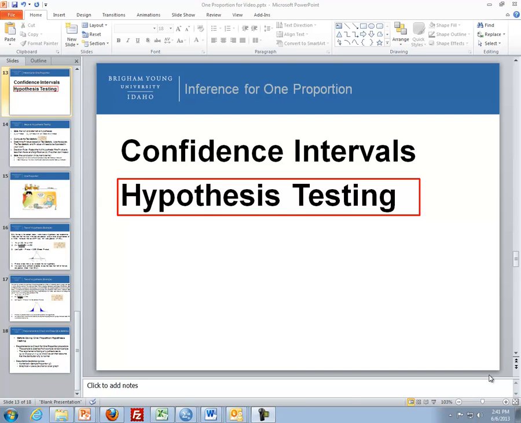Hello, this is Brother Cromer from the Math Department of BYU Idaho, and this is part 3 dealing with inference for one proportion. And lastly, we'll talk about hypothesis testing.